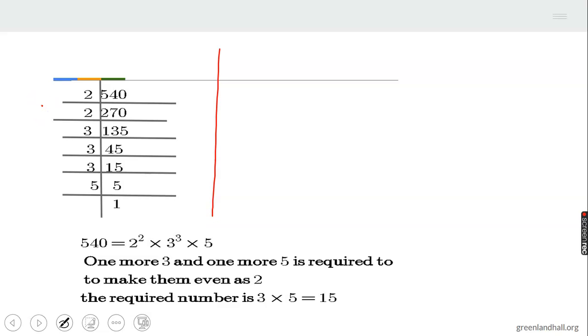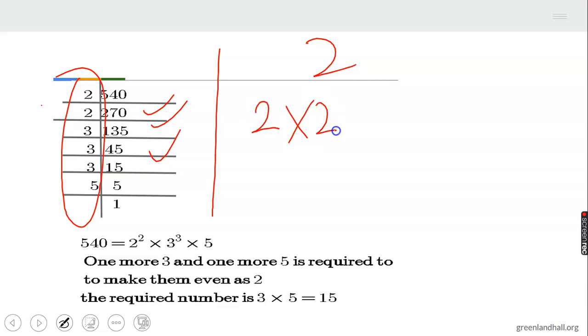Now starting from the lowest number, which is 2, from our prime numbers, use 2 first. 2 in 540, we have 270. 2 again. Now these are the factors when you use long division. Now bring it out. 2 times 2 times 3 times 3 times 3 times 5.